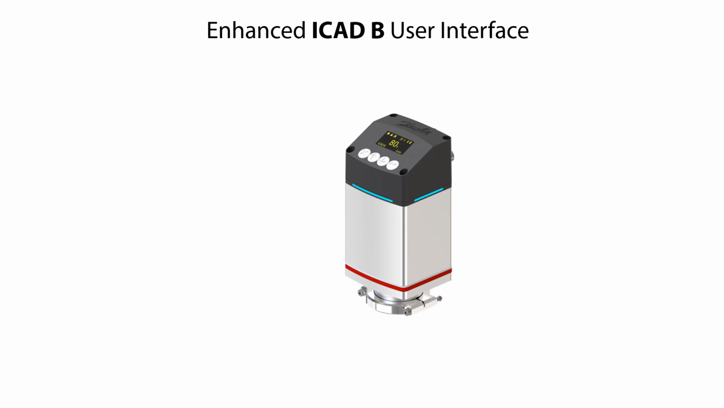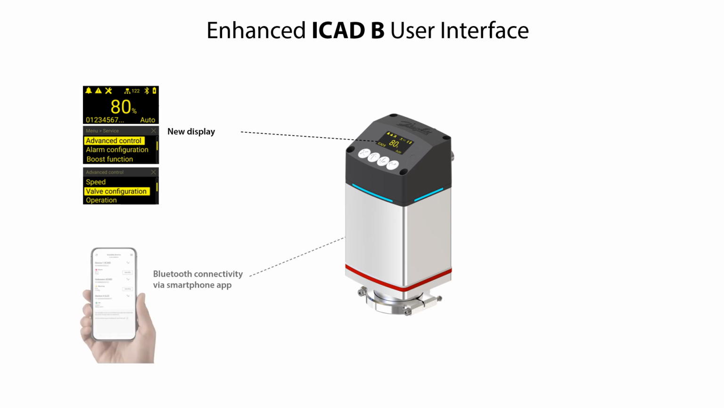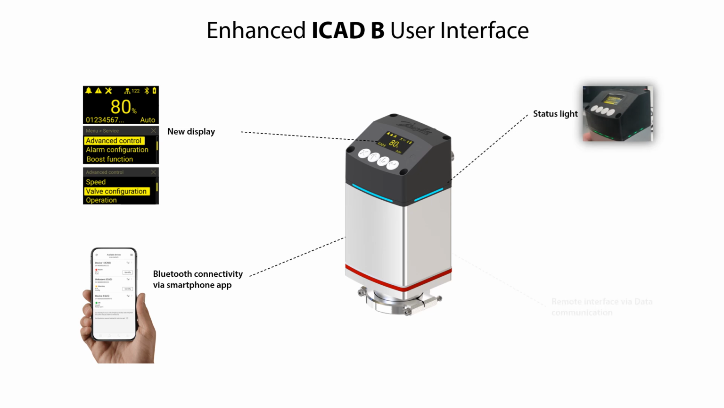The new generation ICAD B actuator has an enhanced user interface to operate the valve on which the ICAD B is mounted. This includes new display for the version with built-in display, Bluetooth connectivity via smartphone app, status light, remote interface via data communication. Let us look a bit more into some of these user interface options.